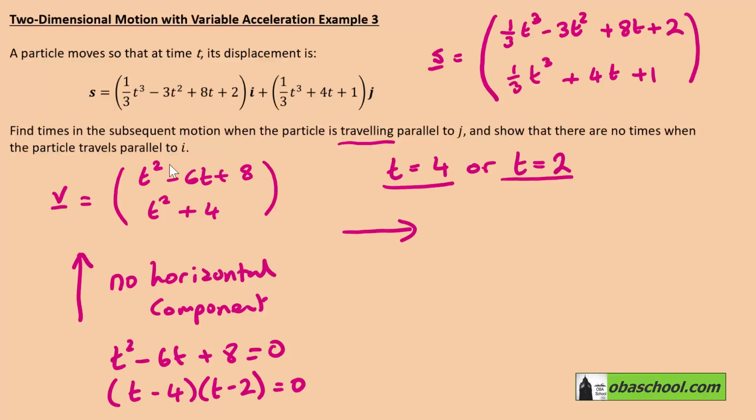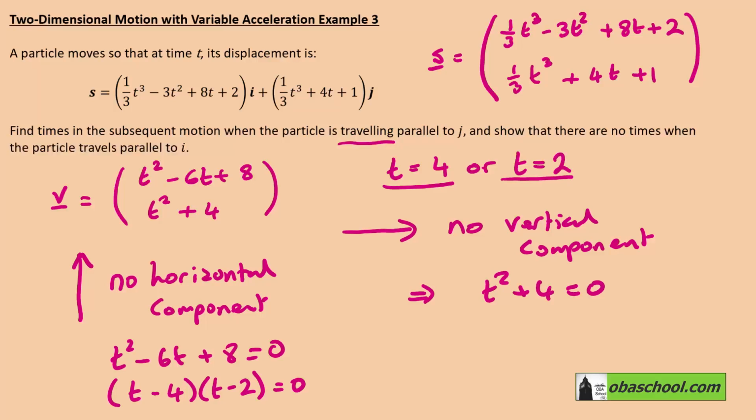Travelling parallel to i means no vertical component, which means that t squared plus 4 is equal to 0, which has no real solutions.